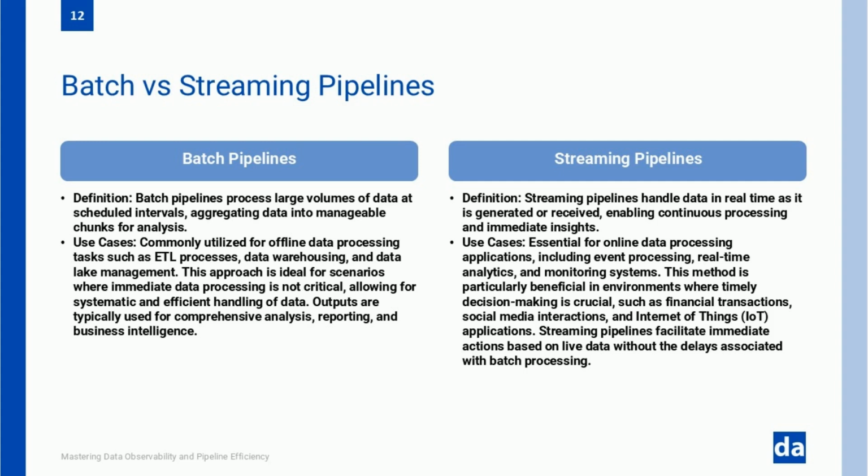2. Streaming pipelines definition: streaming pipelines process data in real time as it's generated. This enables continuous data flow and immediate insights, making them ideal for environments where time is of the essence. Use cases: streaming pipelines are indispensable for applications like financial transactions, social media analytics, IoT systems, and monitoring systems.